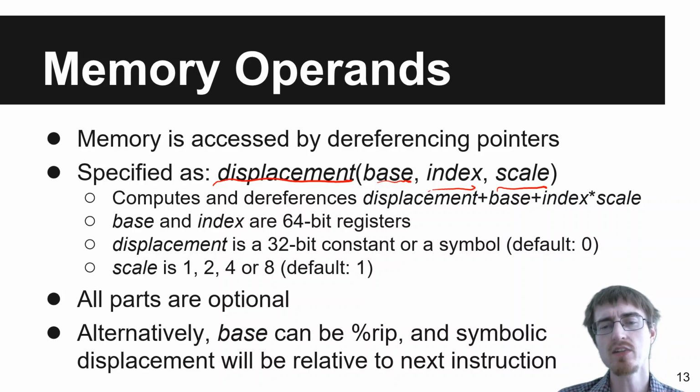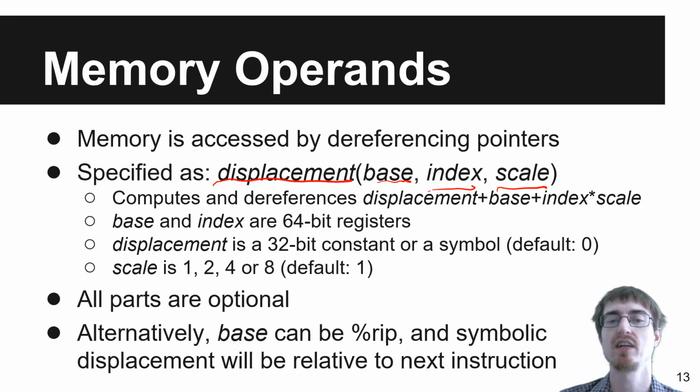So this computes the following address: displacement plus base plus index times scale. Essentially the idea is that we can have an array reference without extra specification needed, without first having to separately compute this. Everything can be specified in only one indication, only one dereference of the memory. So the operation computes and dereferences the pointer.